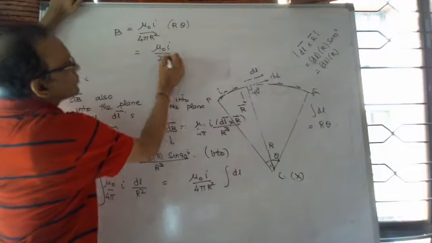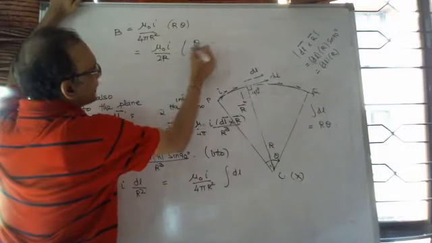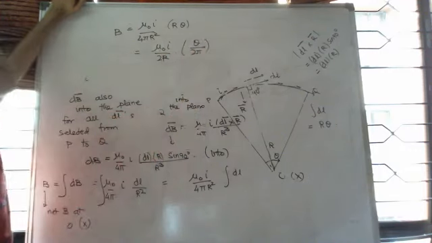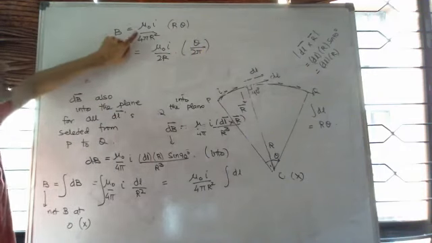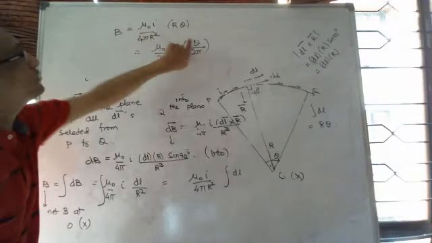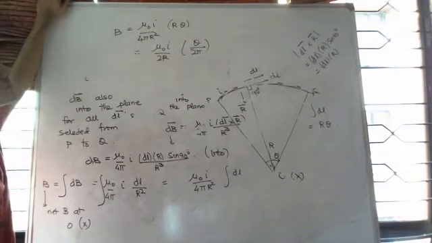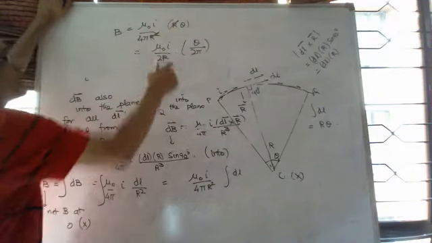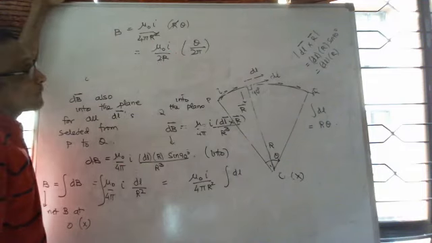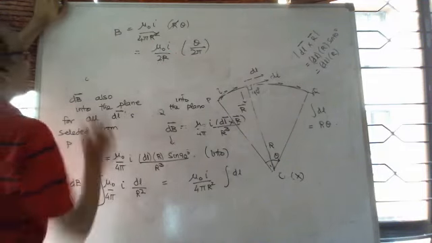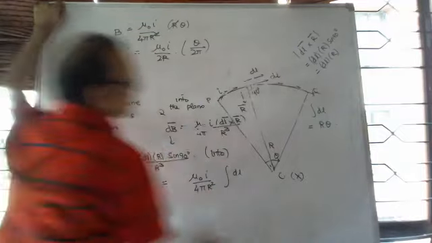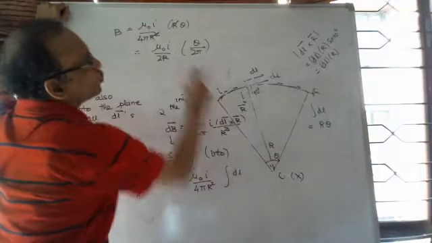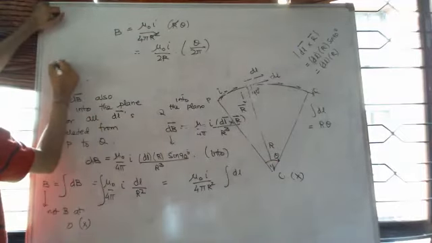I'll tell you why I'm writing like this. There is a reason. Aise likh sakte na, mu naught I by 2R into theta by 2 pi? I could do this? Yes, sir. If full circle, then theta is how much? 2 pi. Mu naught I by 2 R.